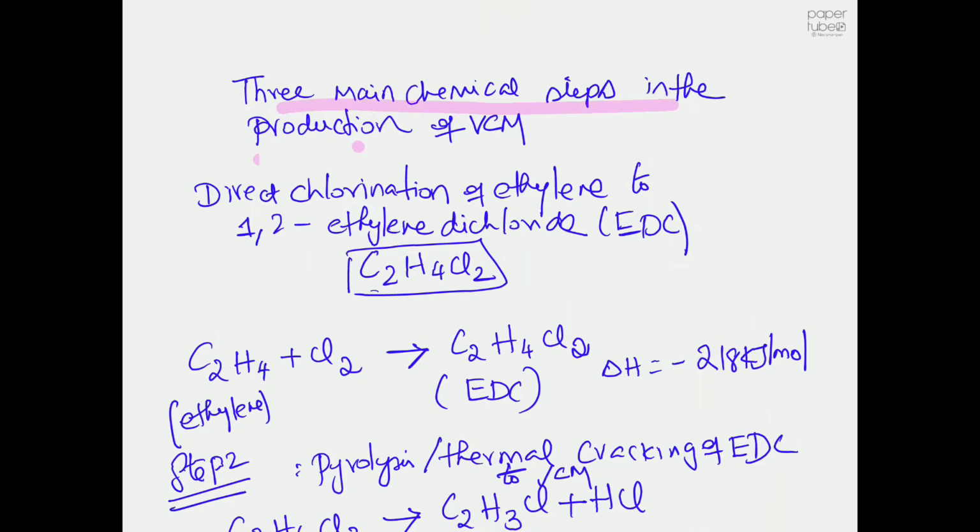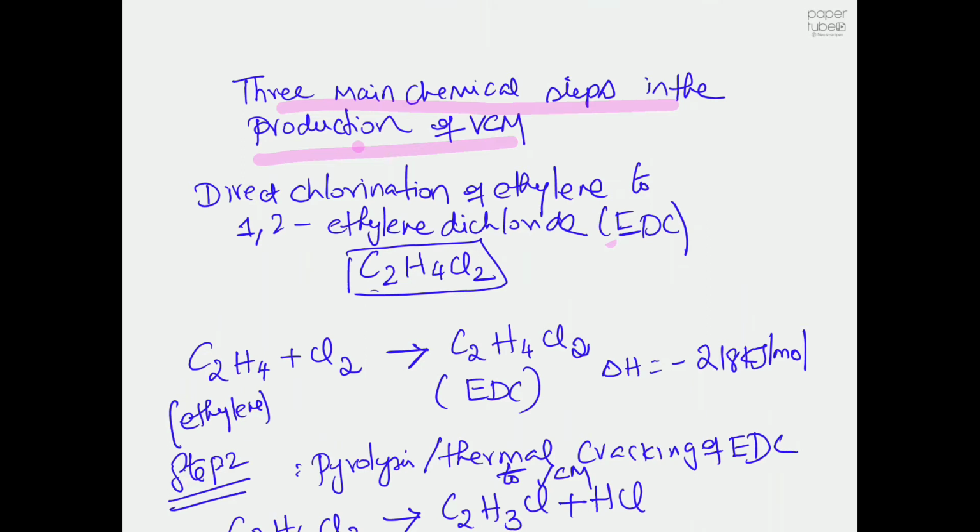So during the production of vinyl chloride monomer, we have three main chemical reactions, or if you want, we can call them three main chemical steps. In fact it's only two, but the third chemical step comes in order, as we said earlier, to keep the material balance completely closed. So let's see one by one.